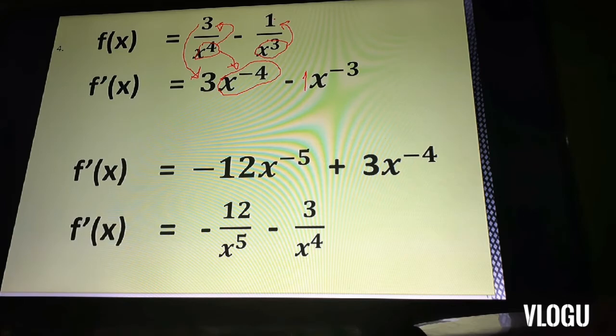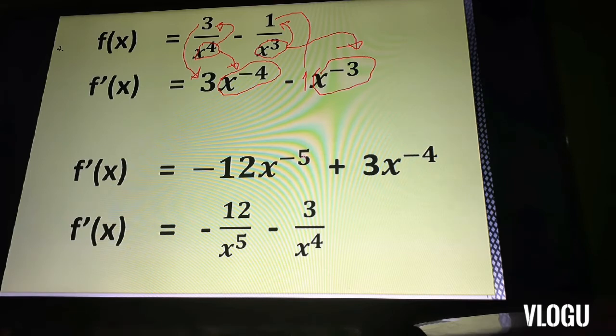Ito po yung nare-write po natin na form from the fraction. Now, same rule. After natin nagawin yun, let us just multiply and follow the rules that is being given on how we derive the given expression. So that is 4 times 3, that is equals to negative 12. Then, copy yung x. Negative 4 minus 1, that is equals to negative 5.